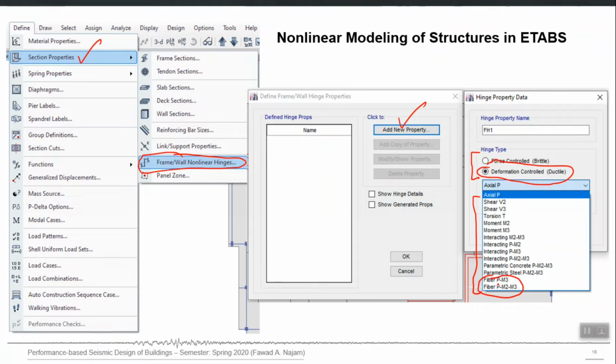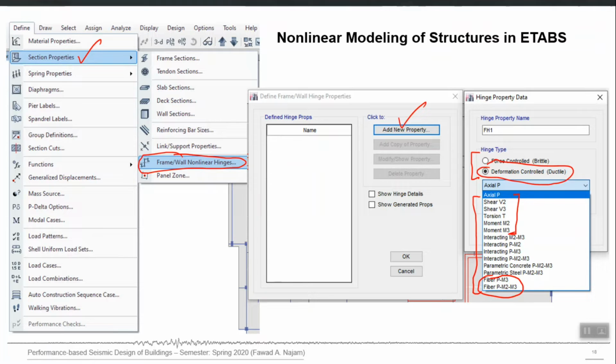They are related to the fiber modeling approach, right? So currently they are not our topic. All the other hinges are lumped plasticity hinges. The first 6 hinges exactly are called uncoupled nonlinear hinges, and as the name indicates, each hinge actually controls that particular degree of freedom.